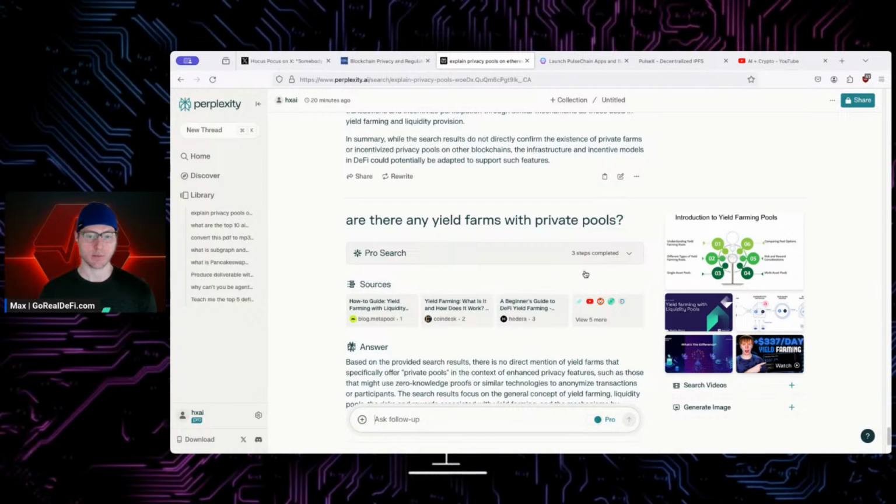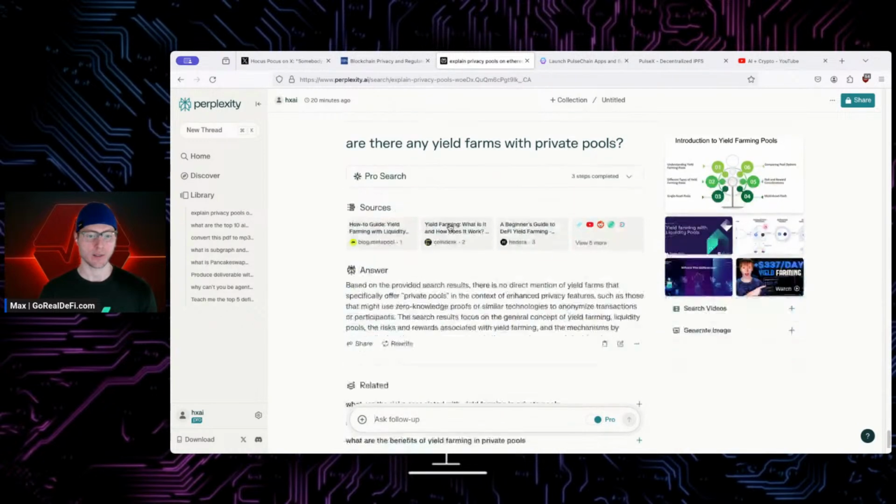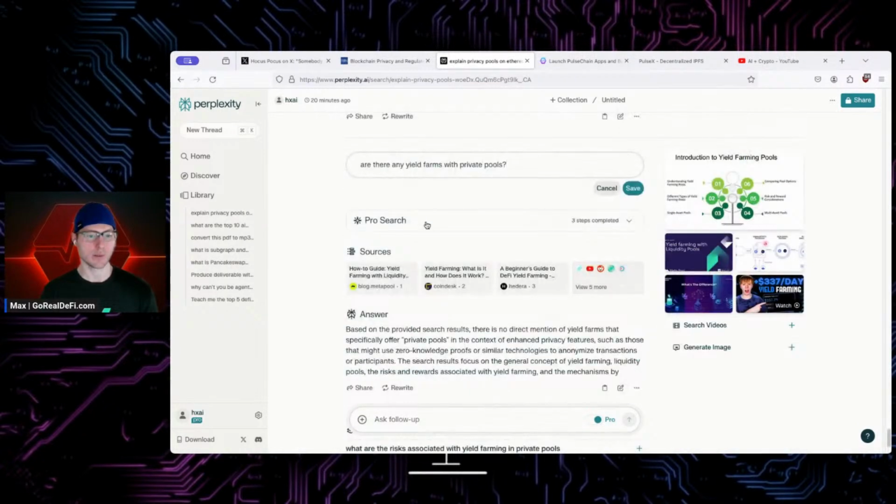Okay, just hit the stop button and do the edit button. Privacy.